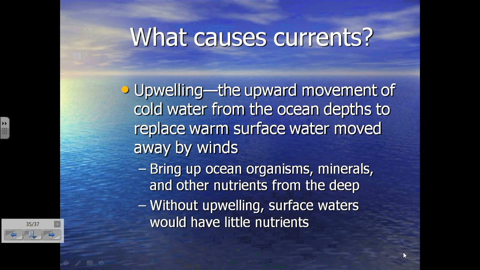Upwelling describes the upward movement of cold water from the ocean depths to replace warm surface water moved away by winds. They bring up ocean organisms, minerals, and other nutrients from the deep. Without upwelling, surface waters would have very little nutrients.